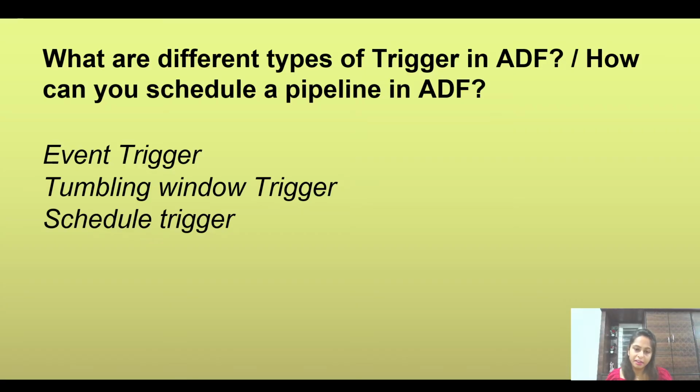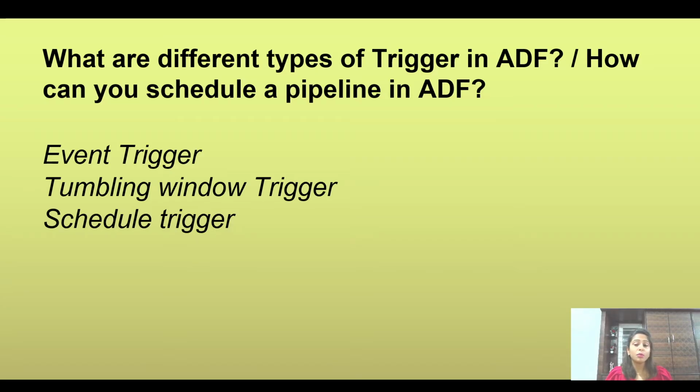So you have to define an event. Let's say a file comes inside a blob storage. The moment a file comes inside your blob storage, you want to trigger a particular pipeline. You can define that. So that is an event: the arrival of a file inside your blob storage is an event. Based on that event, your ADF pipeline will trigger.